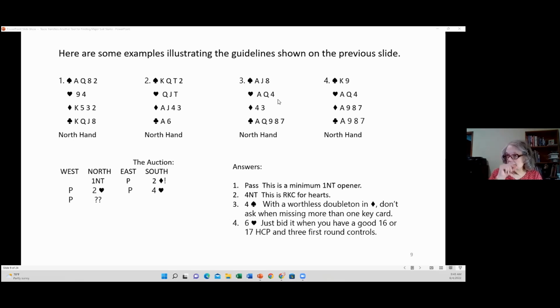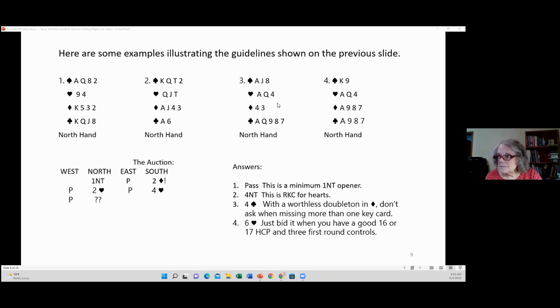Hand number 3, still a 1 no trump opener. This time I have great hearts. My partner has transferred me to hearts again and then jumped to 4, saying I have a slam invitational hand with 6 hearts in it. Partner, what do you think?